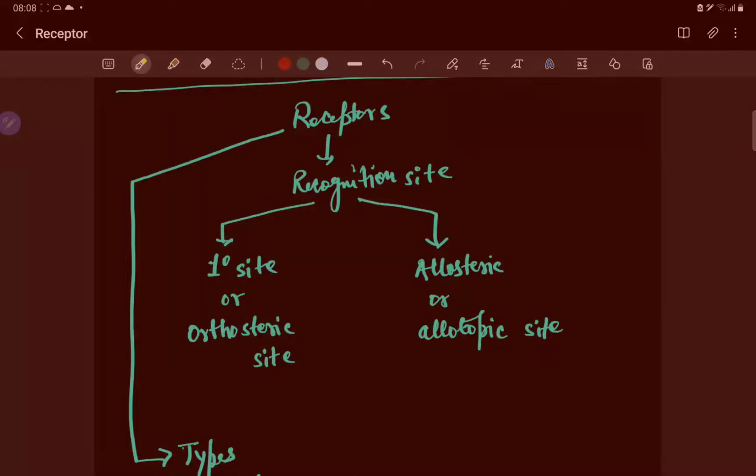So this is another video on receptors. Here are just the basics of the types of receptors. How many types do you know, and some more new receptors. Receptors basically have some properties, which include a recognition site. The primary site is also called the orthosteric site, and the other is called the allosteric site, also known as the allotopic site. Mainly you should know the allosteric site and the orthosteric site.